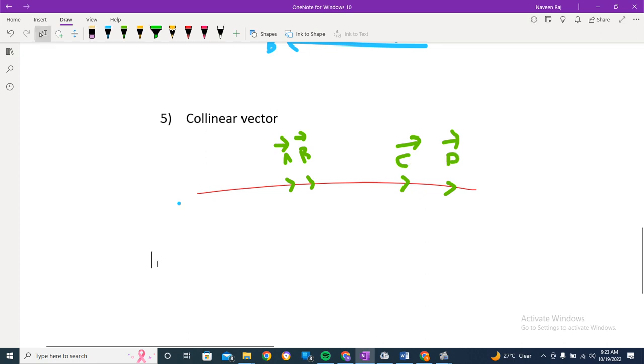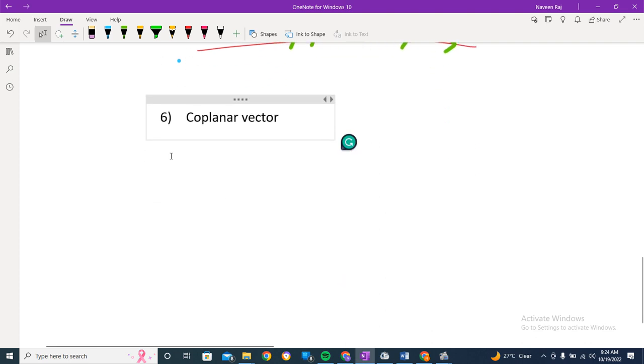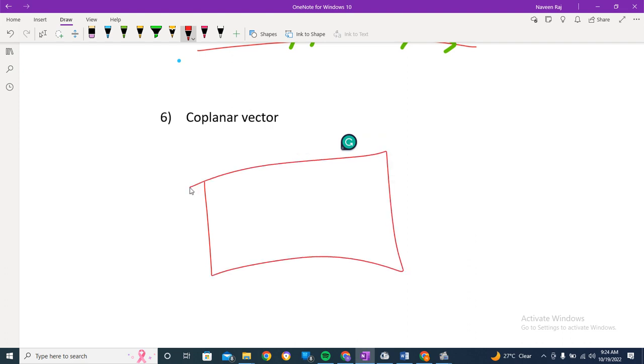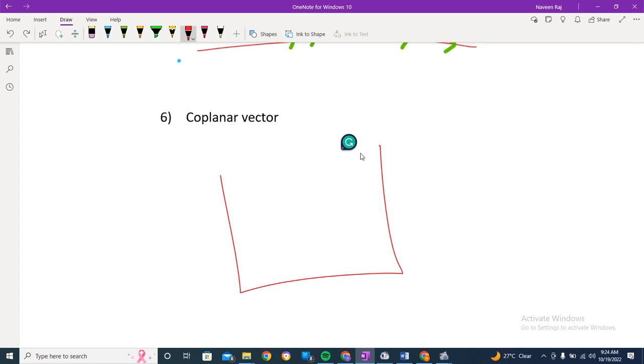Now, moving on to the sixth type, we've got the coplanar vector. For this one, let us consider this is a plane. This is my copy's page, and we consider this as a plane. This is a plane surface.